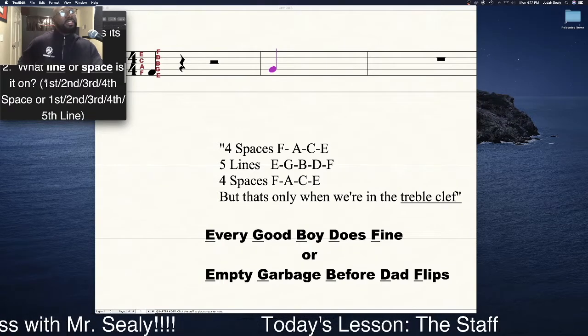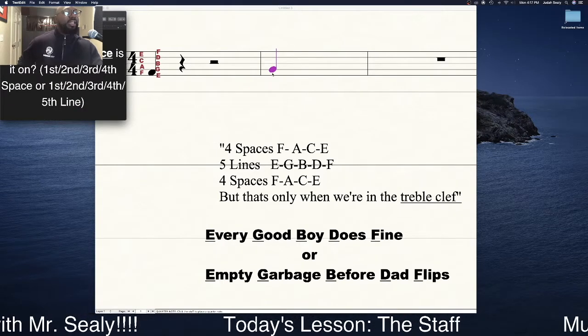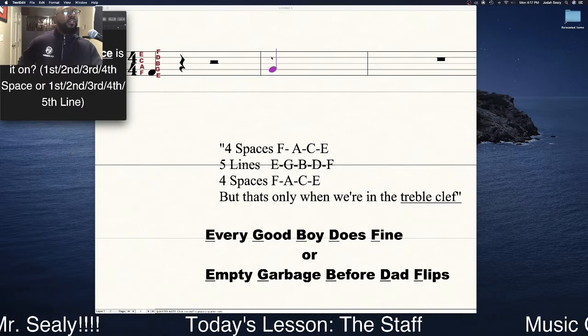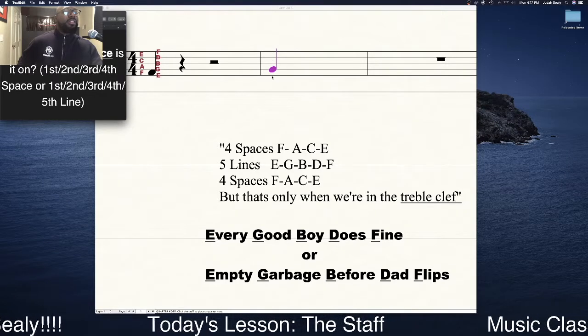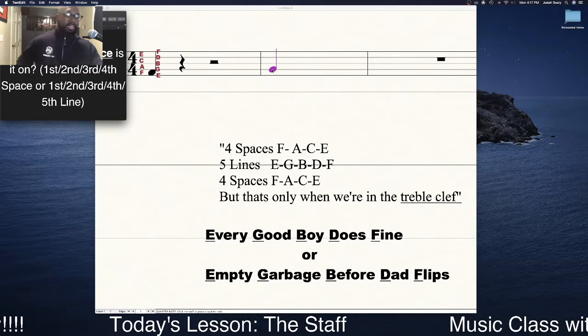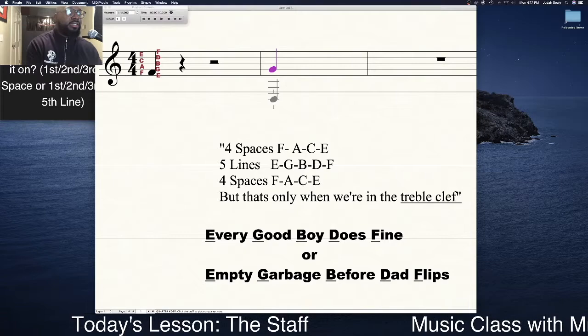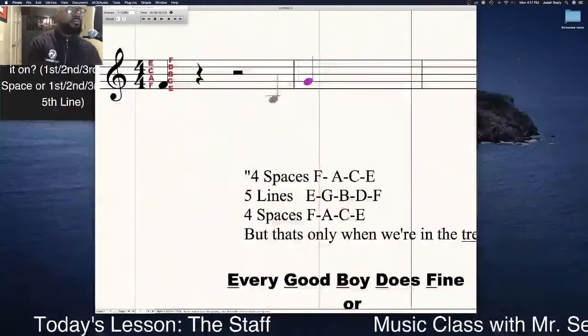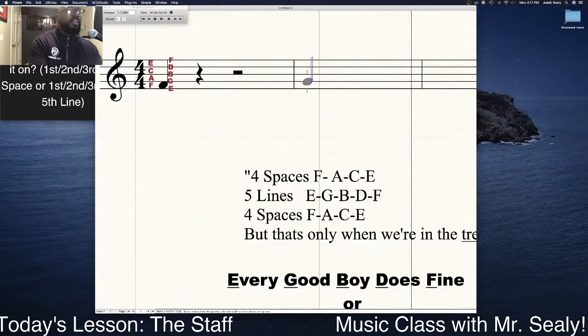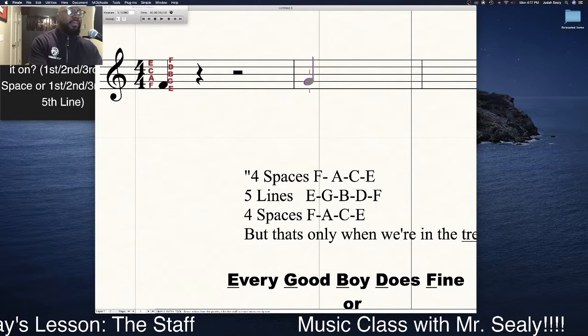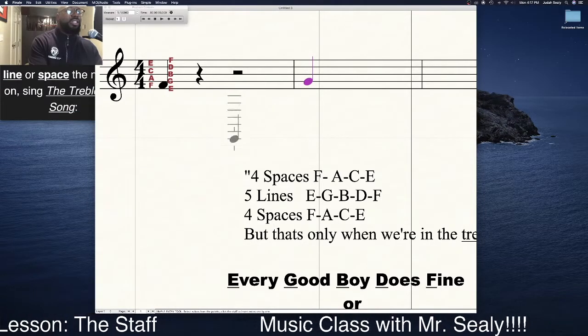What line or space is it on? Is it on the first line, the second line, the third line, fourth line, or fifth line? It looks like it's on the second line, and it is on the second line. Zoom in just a little bit. It is on the second line, not the first, it's on the second. So if it's on the second line, what's our second line?